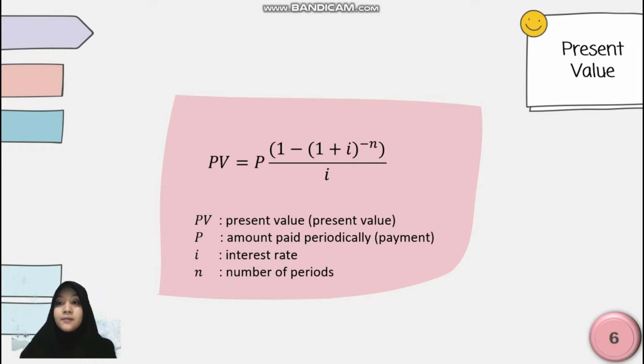To find the present value of an ordinary annuity, we use a known formula. The formula is PV equals P times 1 minus 1 plus i to the power of negative n, divided by i. PV is present value, P is the payment, i is the interest rate, and n is the number of periods.